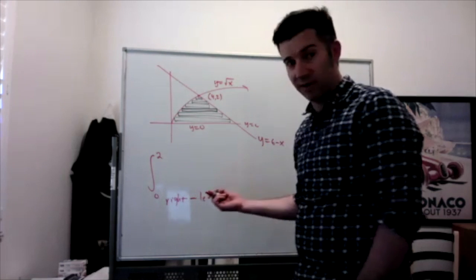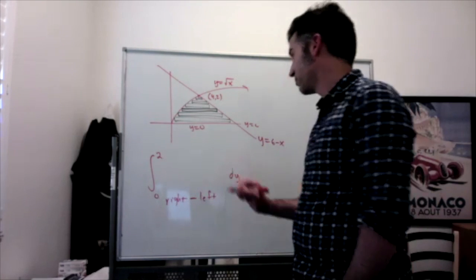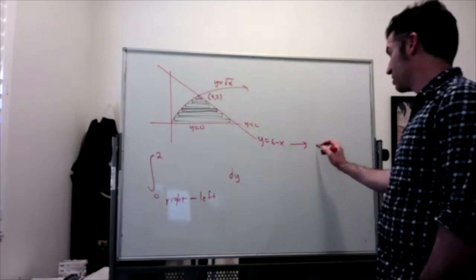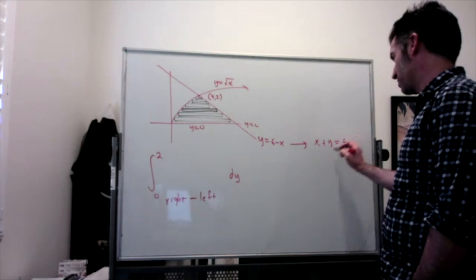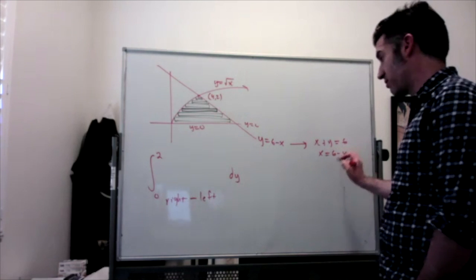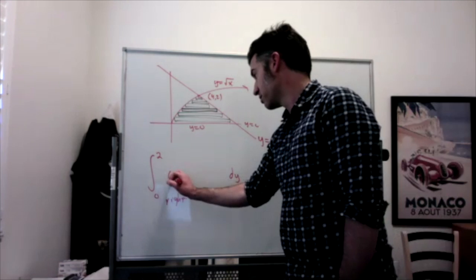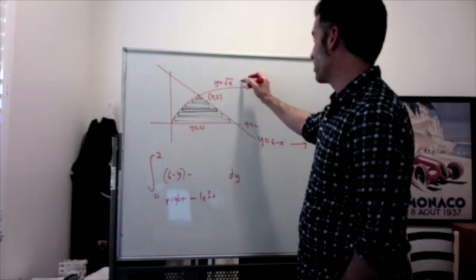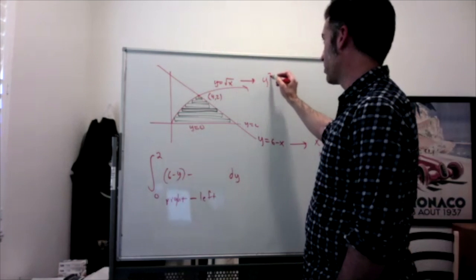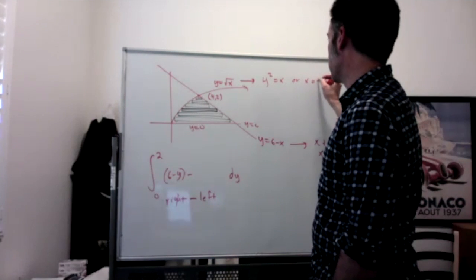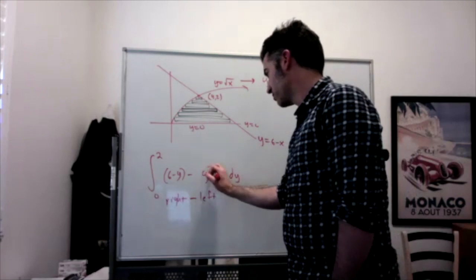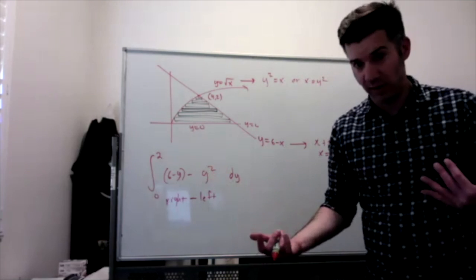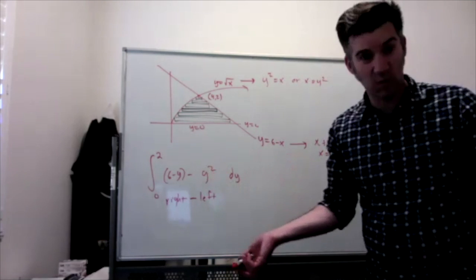Times the thickness of the rectangle, which is dy. So the right function is y equals 6 minus x, but we have to solve for x. So we get x plus y equals 6, x equals 6 minus y. And then the left function, y equals the square root of x, becomes y squared equals x, or x equals y squared. So this would be considered a simpler way of doing it because we're able to write it as one interval.